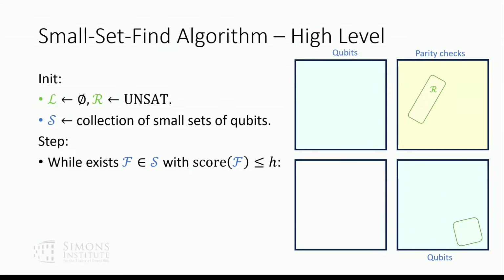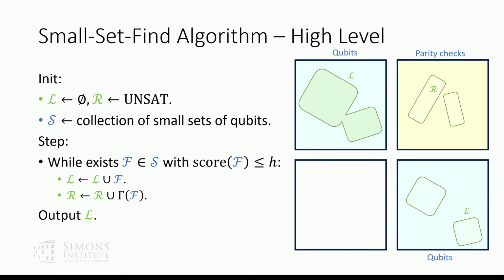If the score is too low, we're going to do just like the previous Viderman's algorithm. We're going to add it to L. We're going to add its neighbors to R. And we're going to just repeat this process until we cannot do it anymore. And then we stop and output L. So this is very similar at a high level to what Viderman's algorithm is doing.